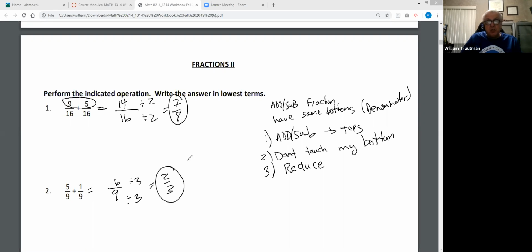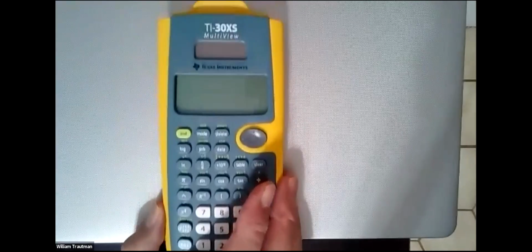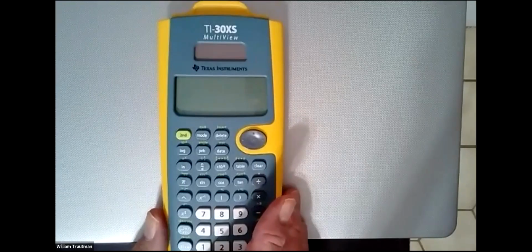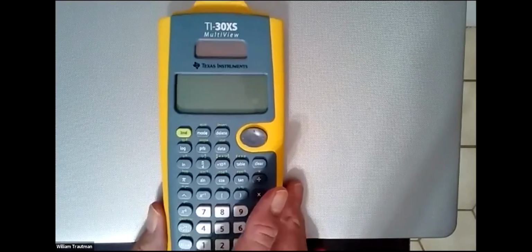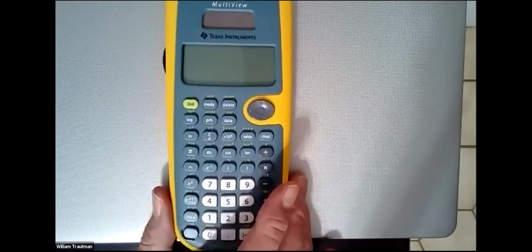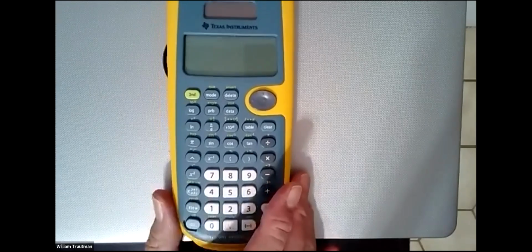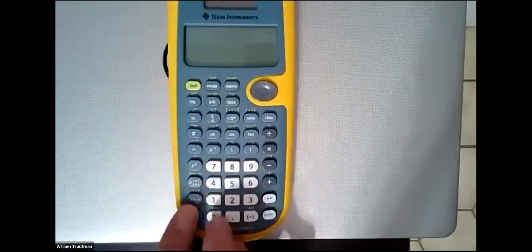All right, so let's try both of these on the calculator. Somebody's going to have to maybe tell me what these were, 9/16 plus 5/16. So our calculator, once again, the TI-30X. I use the S part, which is the solar. But you don't need the S. You can get the one with the batteries.